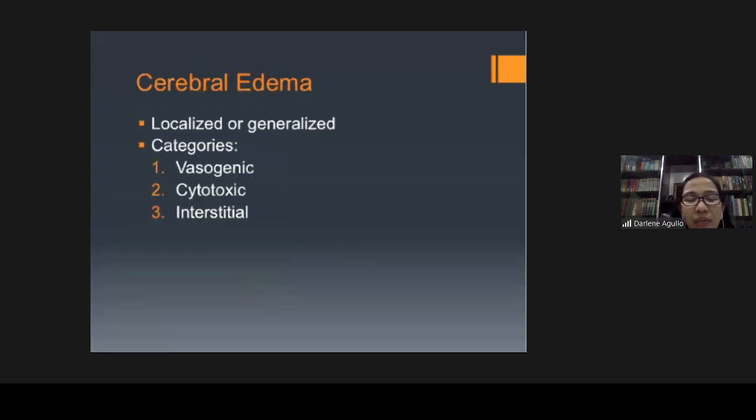So we'll talk about cerebral edema. This is due to an increase in the brain's volume due to an accumulation of excess fluid, either intra or extracellularly. So this could be generalized or localized cerebral edema. And we have three major types of cerebral edema: the vasogenic, cytotoxic, and interstitial or transependymal edema.